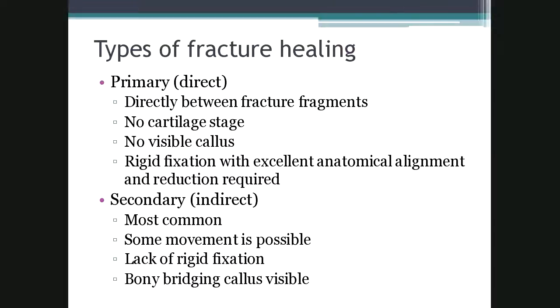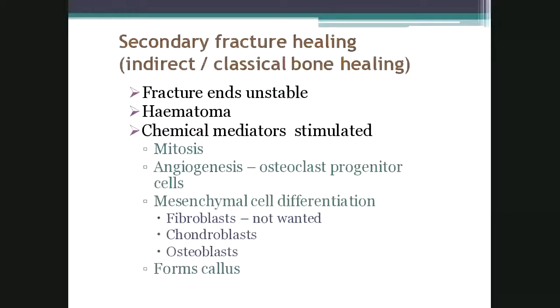Secondary bone healing, or indirect bone healing, occurs with non-rigid fracture fixation, for example, a Robert Jones bandage. The fracture ends are close to each other, but they're not opposed, and so some micro-movement is possible. This is the most common type of healing, and bony bridging callus is visible. Secondary fracture healing is by far more common in animals than primary bone healing.